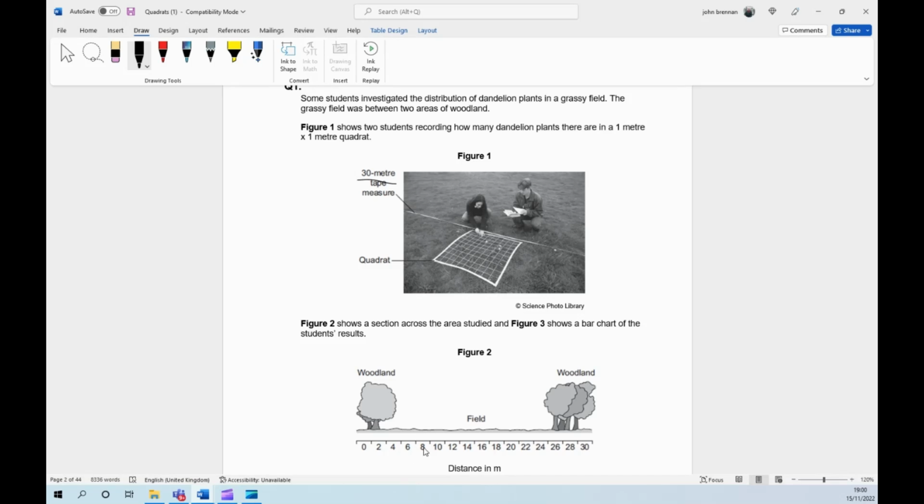They've put out their quadrat along this survey line, and if you have a look down here, 0, 2, 4, 6, 8, 10, all the way up to 30. What they seem to have done from this is they've put down this quadrat at 2 meter intervals. So they've actually produced 1, 2, 3, 4, 5, 6, 7, 8, 9, 10, 11, 12, 13, 14, 15 actual measurements.